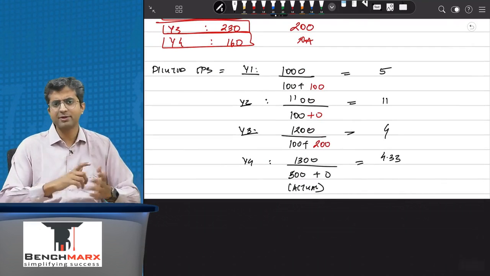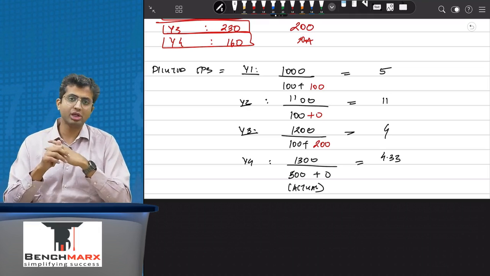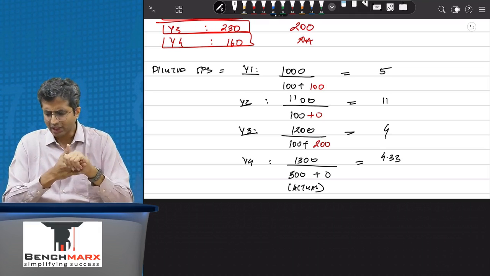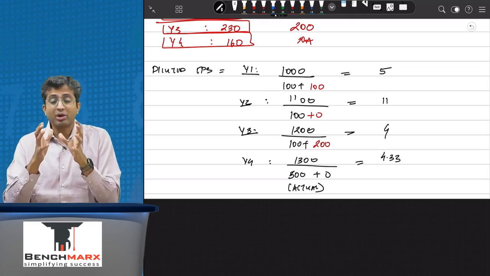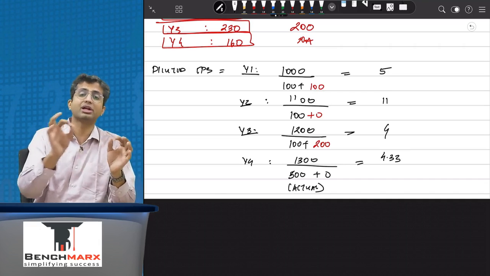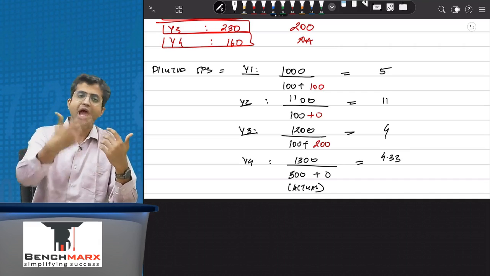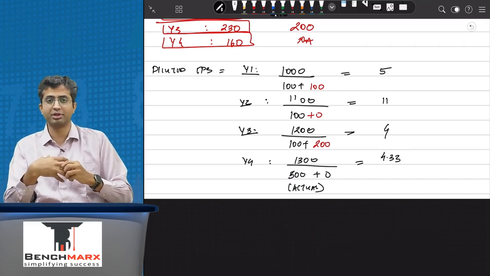Are we clear with this? Long story short, in case of potential equity shares which are contingently issuable, for basic EPS calculation, you will include them on an actual basis only once the contingency conditions are actually fulfilled and the shares become issuable. That is over here at the end of year 3 or start of year 4.